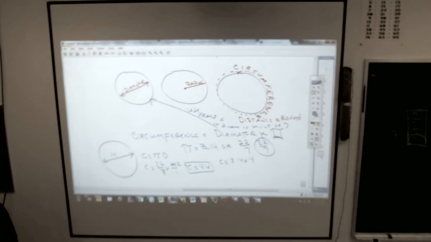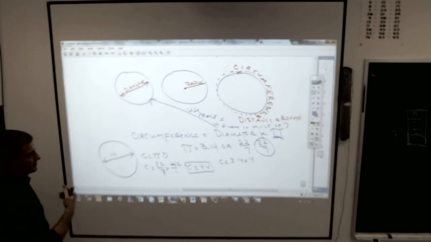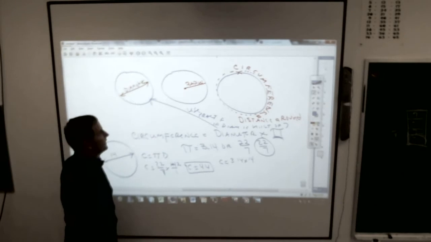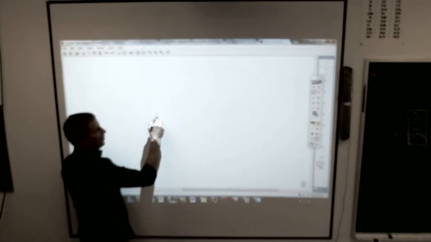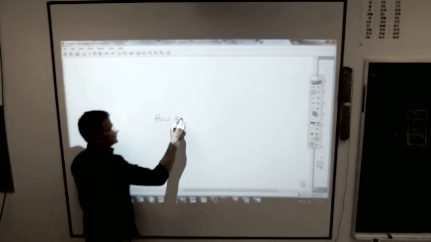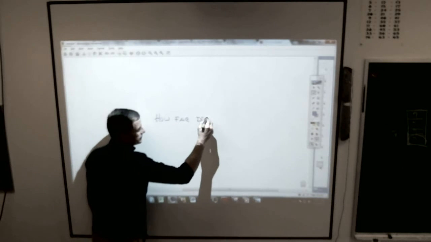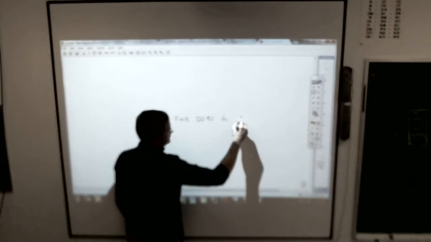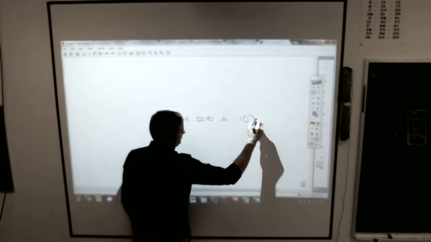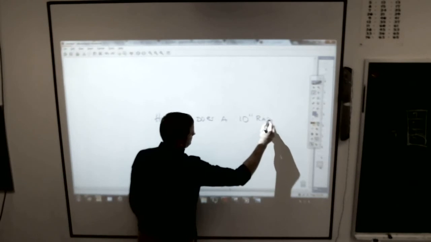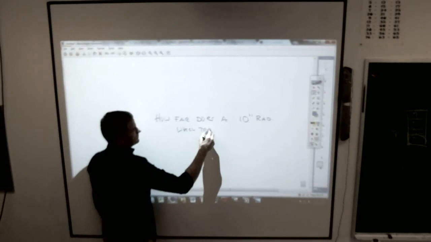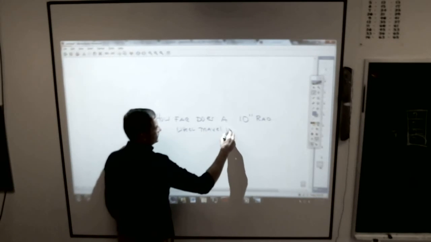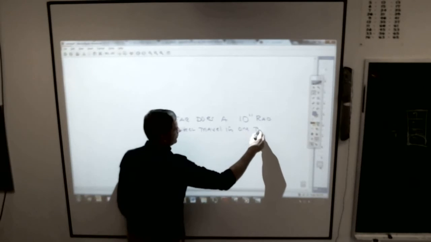What question do they ask us here? Oh, and the other thing to remember is sometimes they don't use the word circumference in math. Sometimes they will talk about how far does a 10-inch radius wheel travel in one turn.